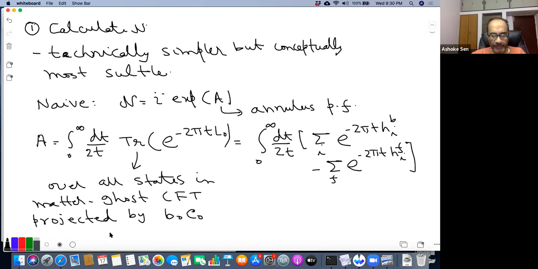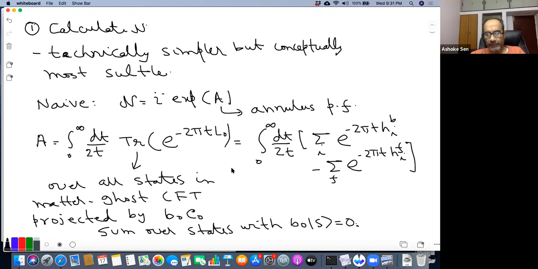So this means that we sum over states with B0 on the state equal to 0. So that's what this sum runs over. The sum over I means sum over all bosonic states. HIB is the L0 eigenvalue of the bosonic states, and this is the sum over fermionic states. HJF is the L0 eigenvalue of the fermionic state. Now you may wonder how come in bosonic string theory there are fermionic states. The point is that this, of course, includes also the ghost modes. So there are indeed fermionic states also in bosonic string theory, and those are the ghost states.